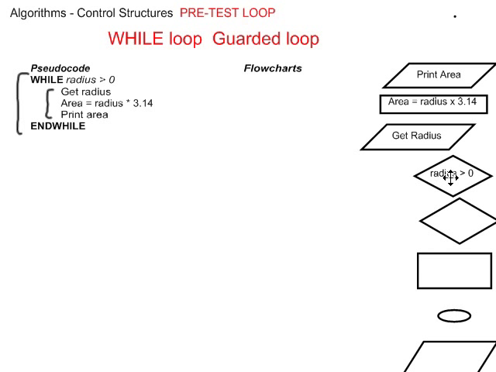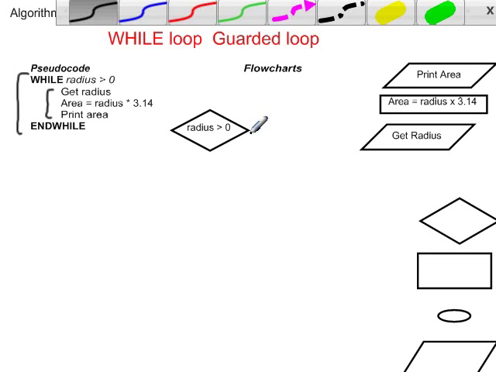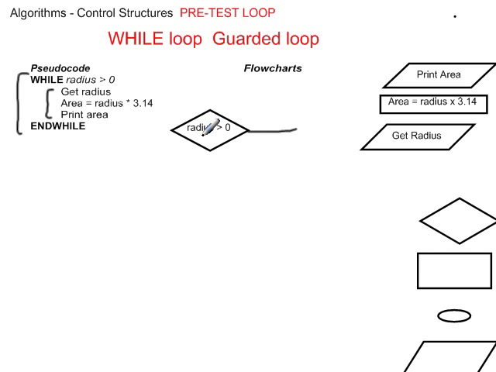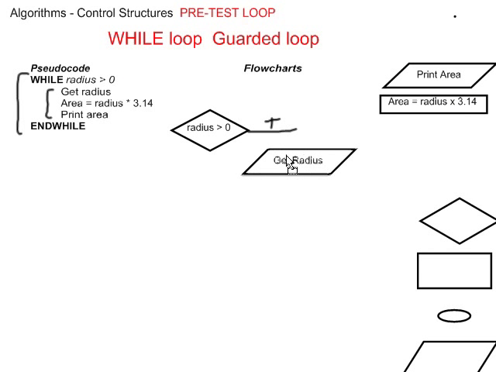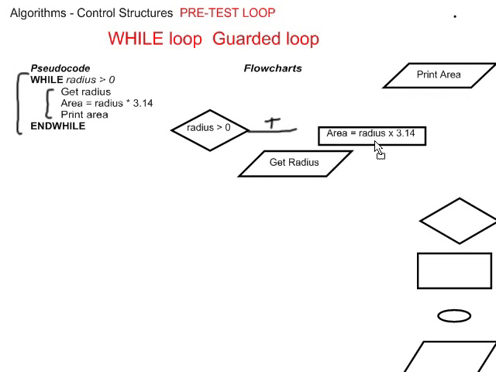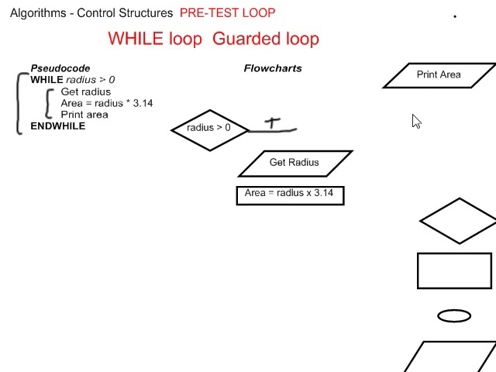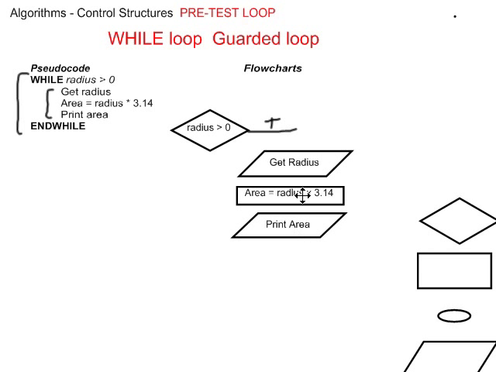To do this as a flowchart, we need a condition, in this case radius. While this is true, e.g. the radius we get is greater than 0, we're going to keep doing this process. So we're going to get a new radius. There we go, we get a radius. We then have to calculate the area. There we go, it's a process. And finally, we'll print out what that radius is. And so we then join these up.